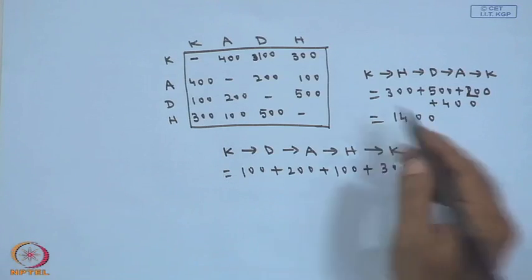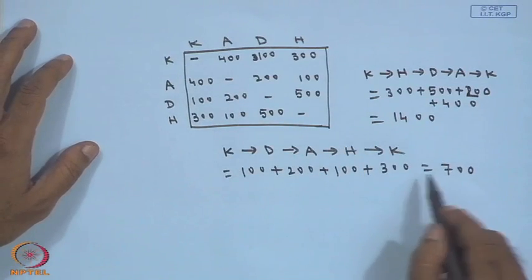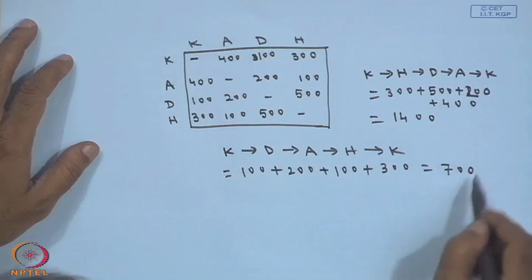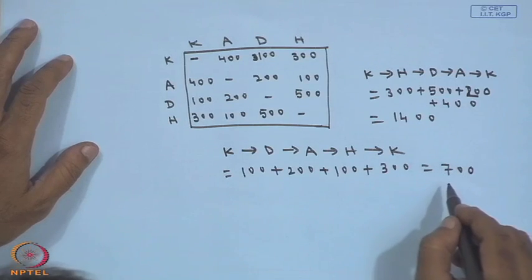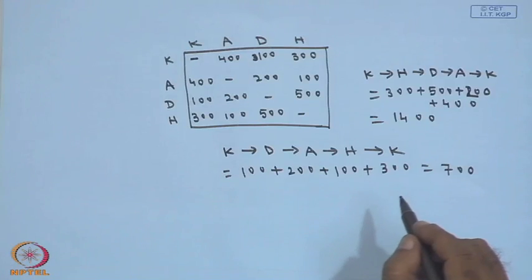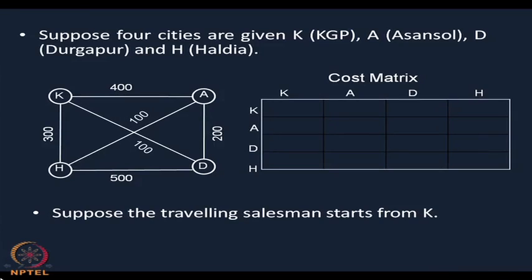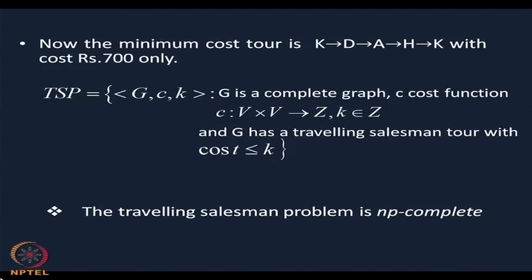So, like this I have to find out basically all possible paths, and then check which path gives me the lowest cost, and that will be the optimum solution over here. You have so many paths, and from here you will find out the minimum path. Whenever n is very large, it is very difficult to find out all the cases.